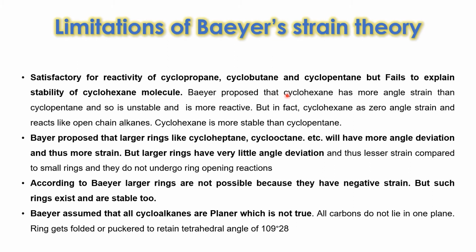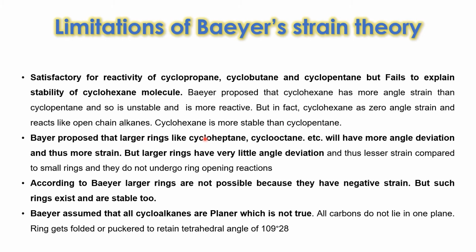He proposed that cyclohexane will have more angle strain because the structure on a two-dimensional plane shows that the angle is 120, which is more than cyclopentane. So it should be unstable and more reactive than cyclopentane. But practically if you see, cyclohexane has zero angle strain and it is more stable than cyclopentane.